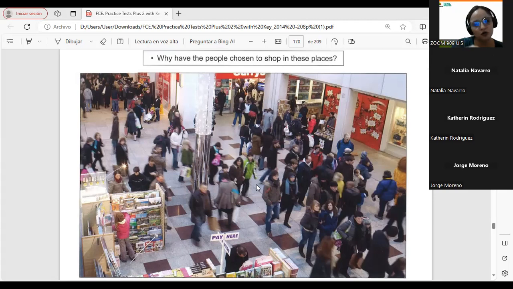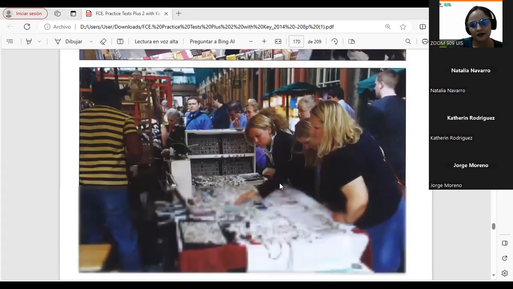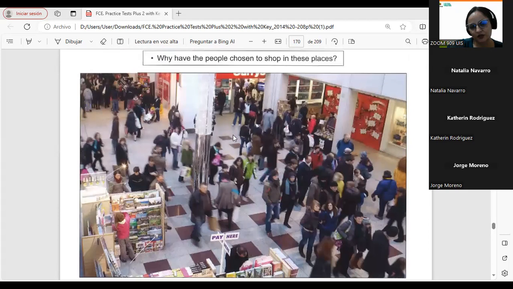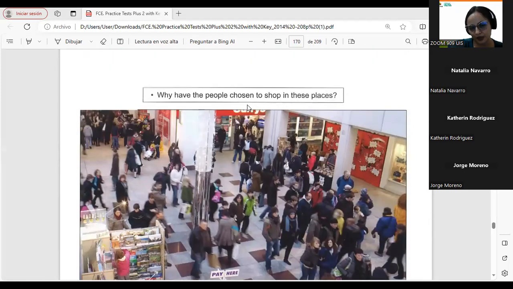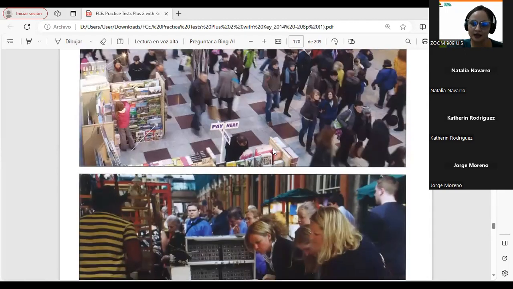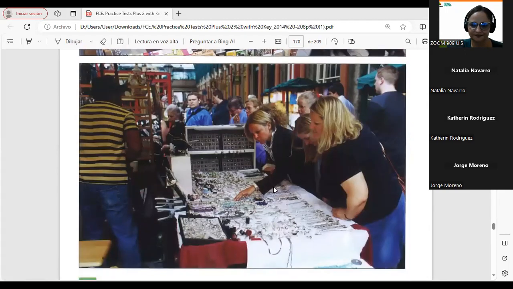Let's continue with one more of this methodology, and then we compare and contrast two pictures, okay? So, this one is related to the same question. Let's analyze this one again with the same question: why have the people chosen to shop in this place? What's going on in here? So, any person to try?